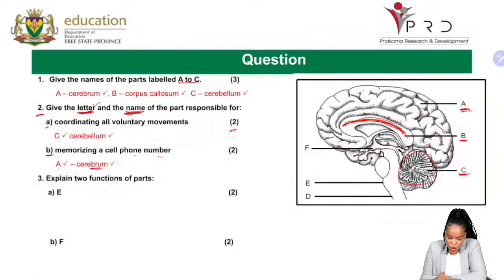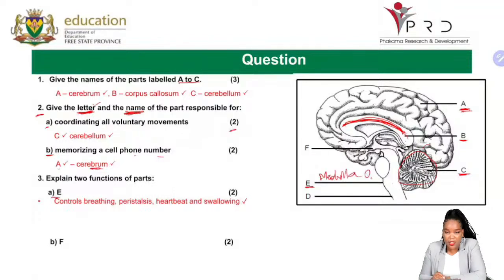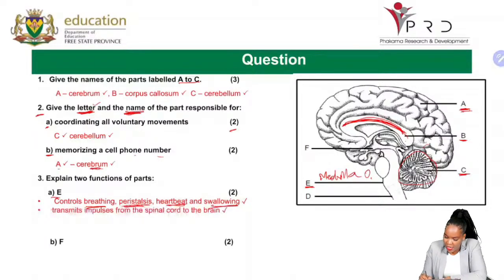Then explain 2 functions of part E. Let us go take a look. What is part E? Now, here is part E. Part E is your medulla oblongata. So this is going to be your medulla. What does the medulla oblongata do? It controls breathing. We've spoken about this. Peristalsis, heartbeat, and swallowing. And also, it transmits impulses from the spinal cord. This is the spinal cord. From the spinal cord to the brain.